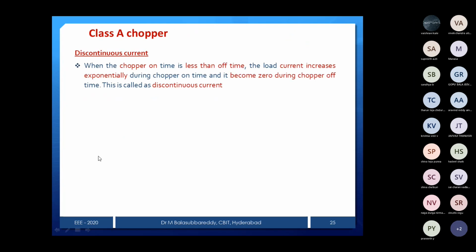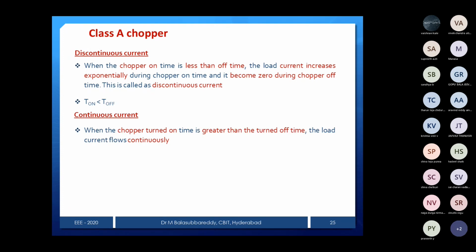In the discontinuous mode of operation, when the chopper on time is less than the off time, the load current increases exponentially during chopper on and becomes 0 during chopper off. That's what we call a discontinuous mode of operation. Once the chopper is off, the inductor current also reaches 0, and the diode is turned off and remains in the 0 state. If the on time is less than the off time, then it automatically goes to discontinuous mode.